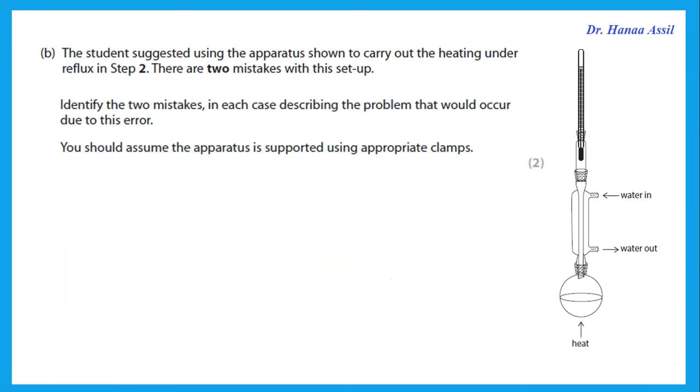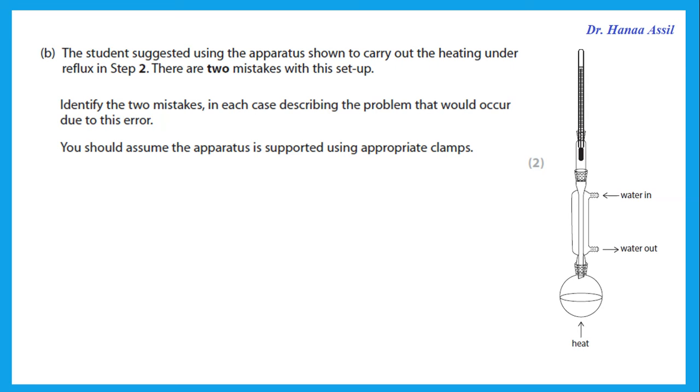The student suggested using the apparatus shown to carry out the heating under reflux in step 2, but there are 2 mistakes with this setup. Identify the 2 mistakes. In each case, describe the problem that would occur due to this error. You should assume the apparatus is supported using appropriate clamps.